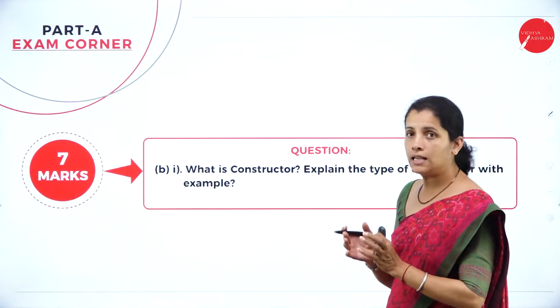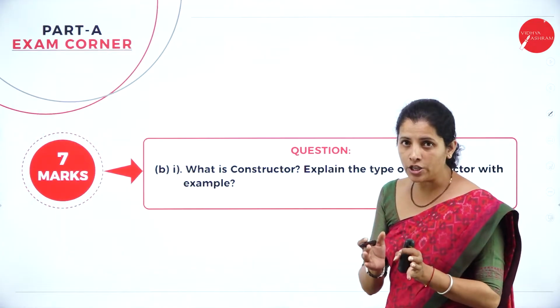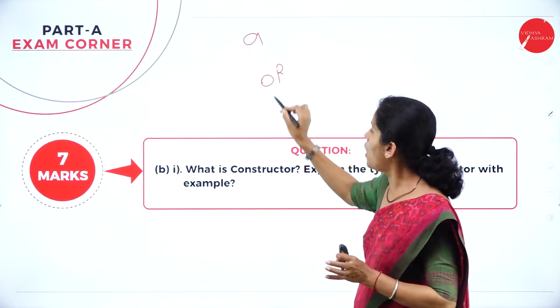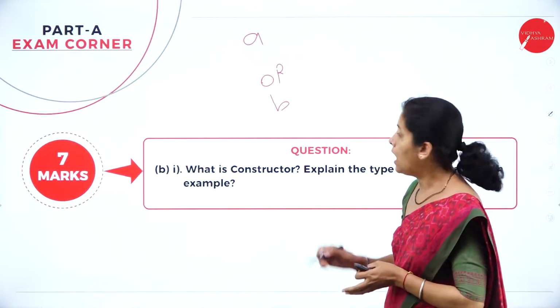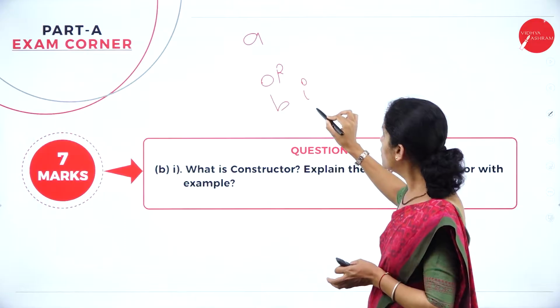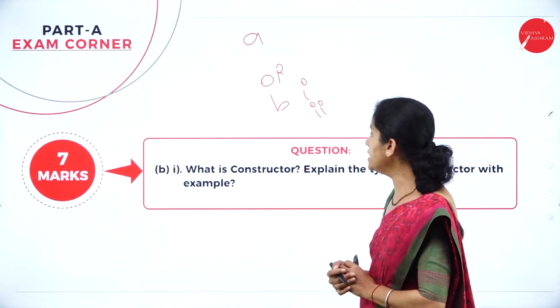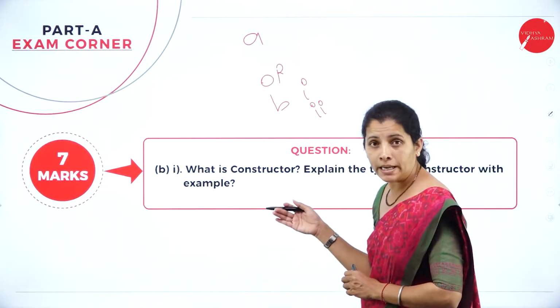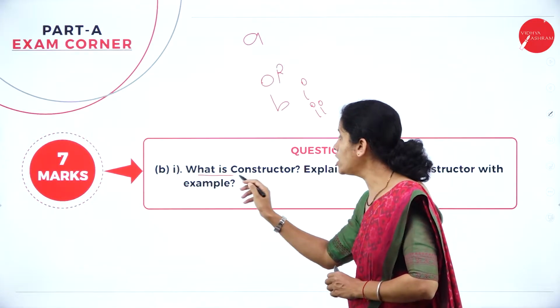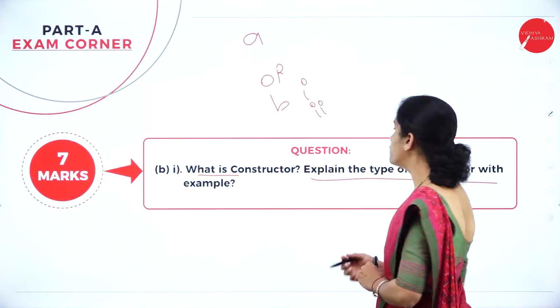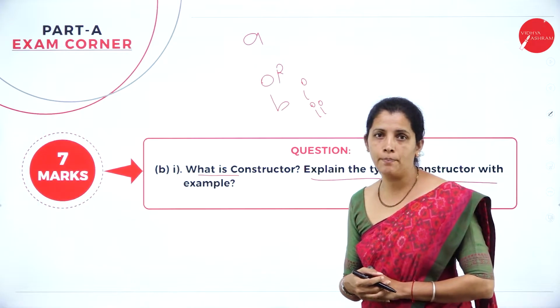Now, if I consider first question, I have OR. So A or B. Under B, once again, first question and second question. So dear student, the next expected question is, what is constructor, and explain the types of constructor with example.